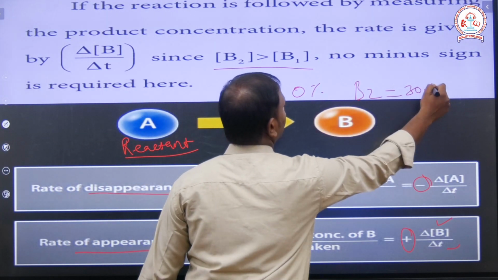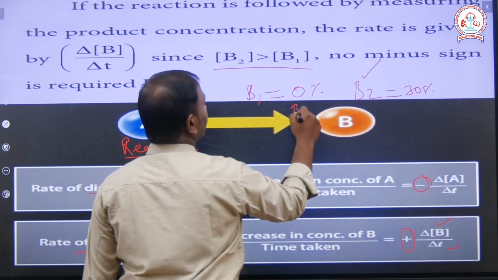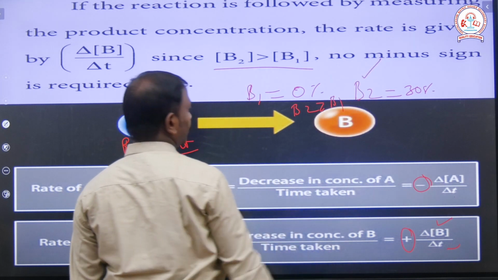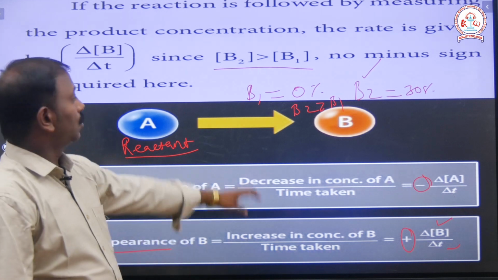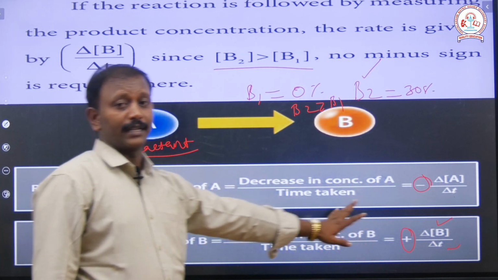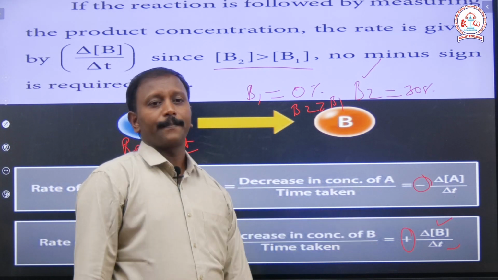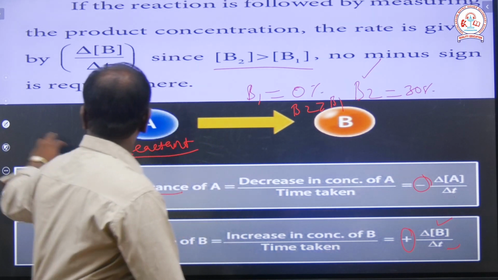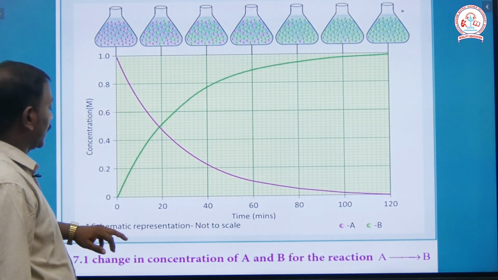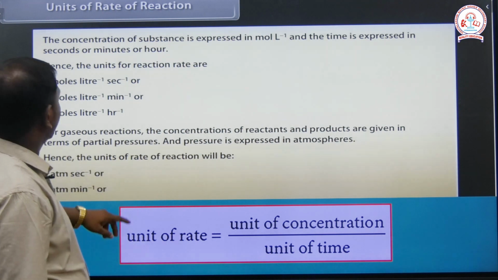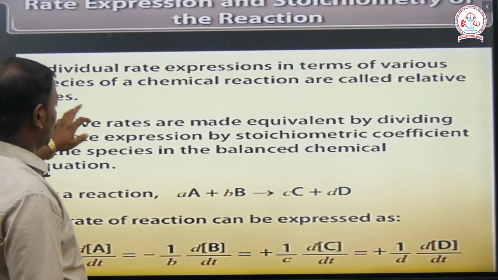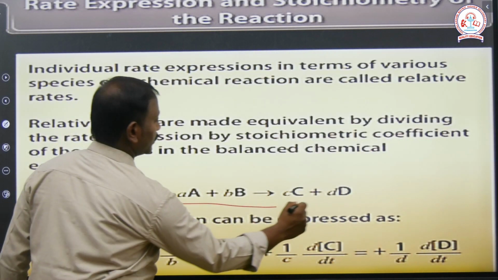30% is formed. So that means B2 is greater than B1. B2 is greater than B1. So the constant rate of the reaction. This is a very important question. The question will ask, write the rate of the chemical reaction of the simple reaction.